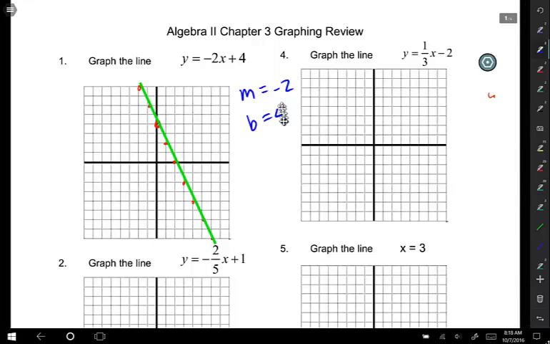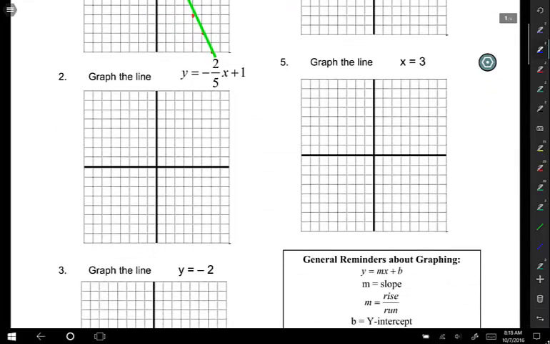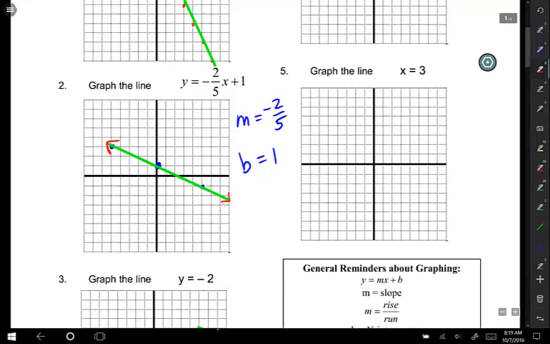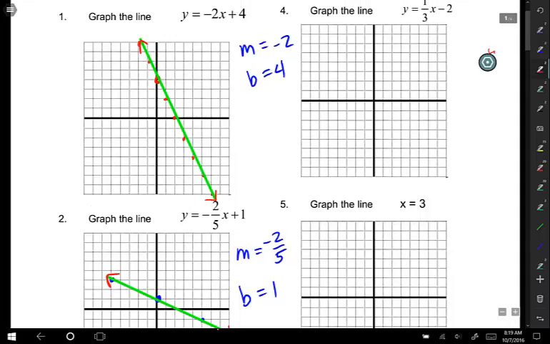All right? Let's come over here. Number 2. Slope, -2/5. Y-intercept of how much? 1. So start at 1. Everybody go down 2 over 5. And then do that backwards, up 2, back 5. Draw our line. And I do need to remember to put arrows on our line for both of these. Okay.